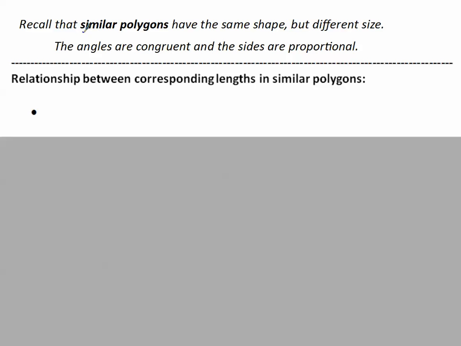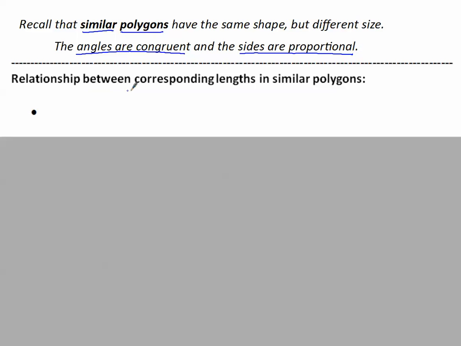Recall that similar polygons have the same shape but different size. Therefore, the angles must be congruent and the sides must be proportional. Remember that when sides are proportional, there's a correspondence between the lengths such that when we make a ratio with the corresponding lengths, it creates a scale factor.